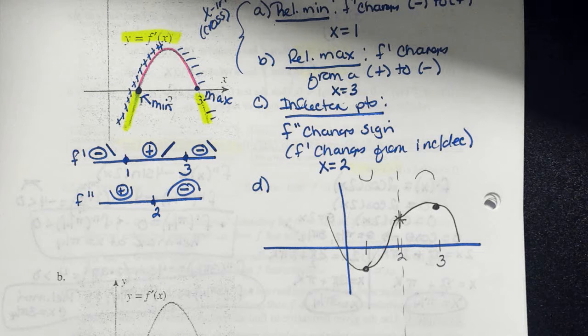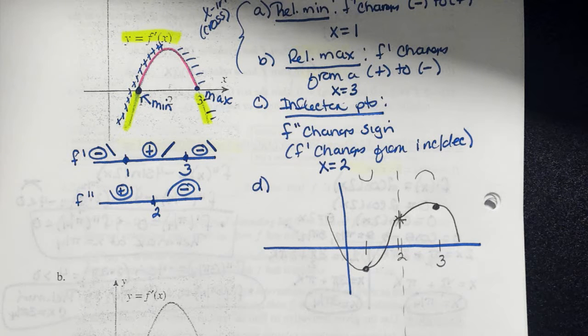This is where I always double check my conditions. Remember what I said from the number line. I have to be decreasing for x less than 1, which I am. I have to be increasing from 1 to 3, which I am. I have to be decreasing from 3 to infinity, which I am. I have to be concave up until I get to 2, and then I have to be concave down. Always double check your conditions. I have to have a relative min at x equals 1, a relative max at x equals 3.